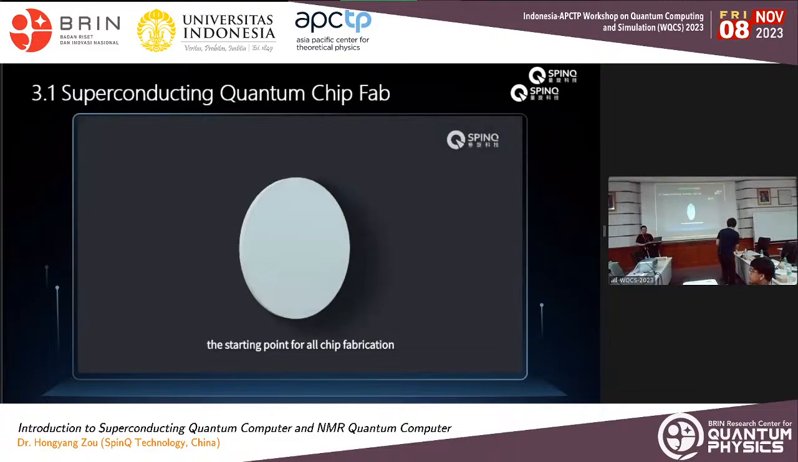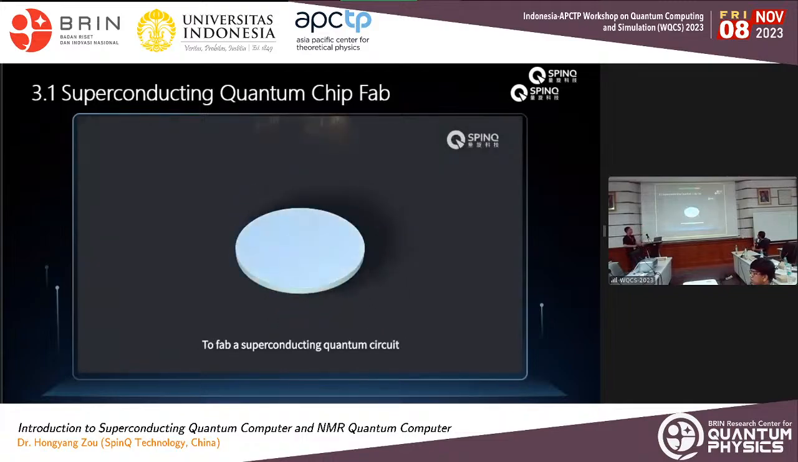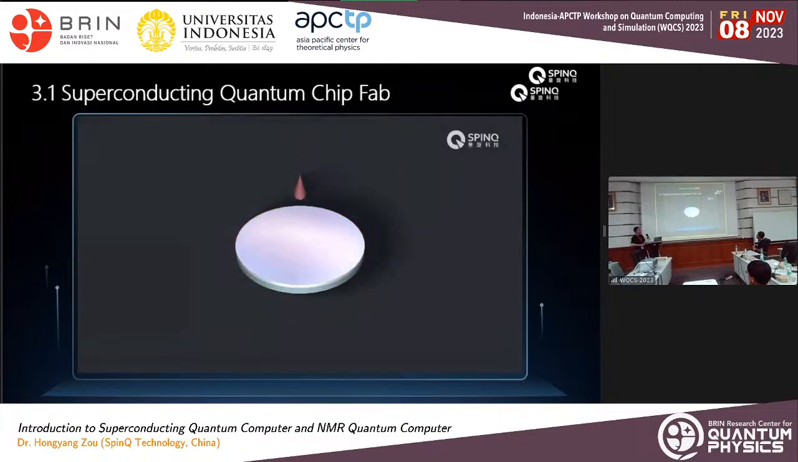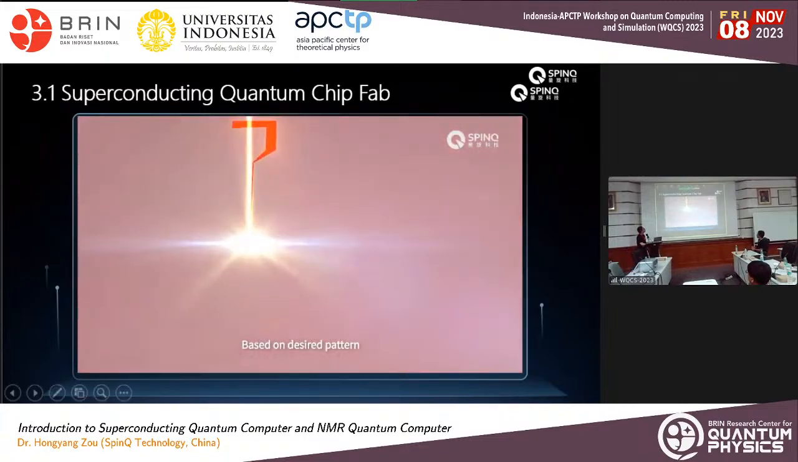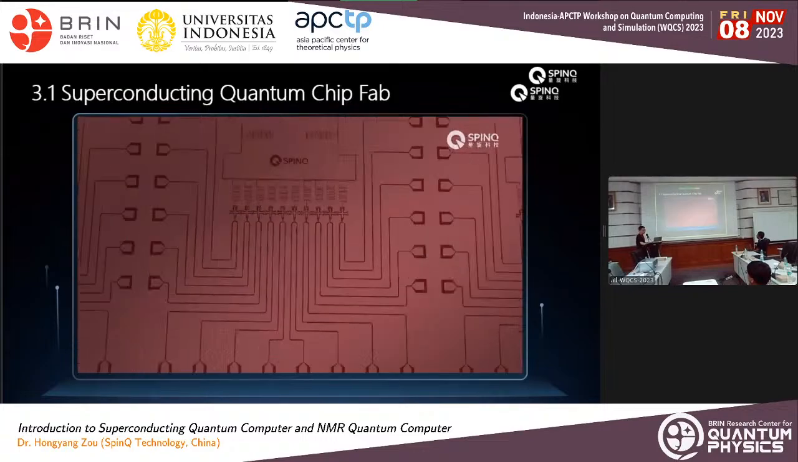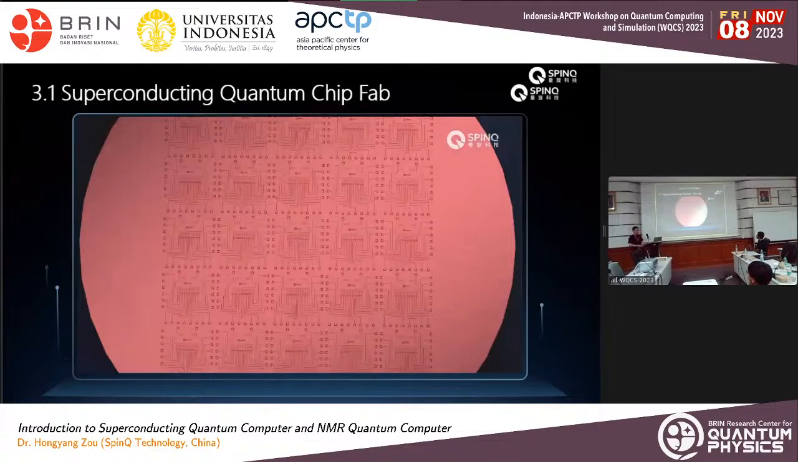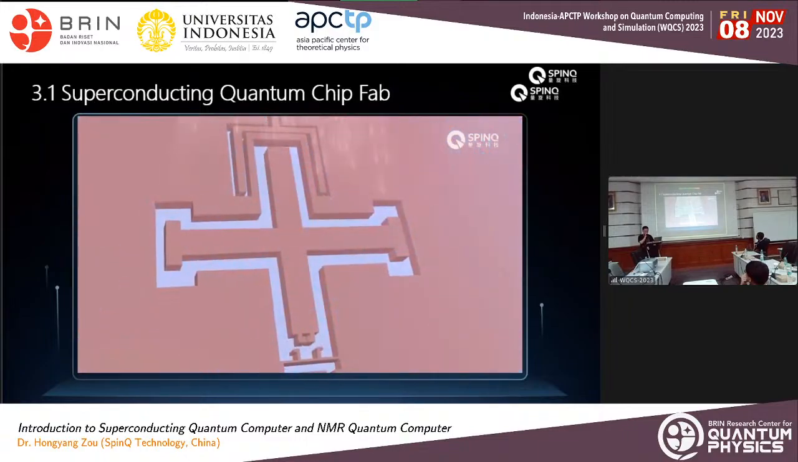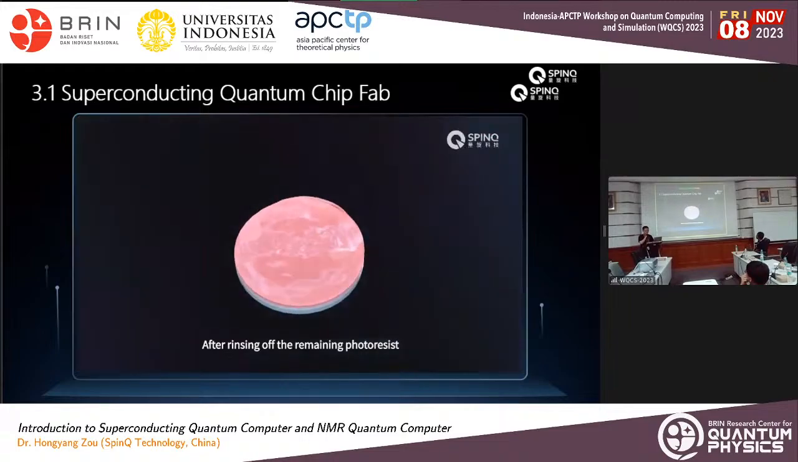Designed for on-chip integration. Silicon and sapphire are commonly used wafers in quantum chips to hold the superconducting quantum circuit. A layer of superconducting metal film is deposited onto the wafer surface. A layer of photoresist is then applied on the film. Based on the design pattern, specific areas are exposed to laser light, resulting in changed properties. The exposed photoresist is dissolved and removed with developer solution, followed by etching the exposed metal layer to form the structure. After rinsing off the remaining photoresist, the structure is revealed.